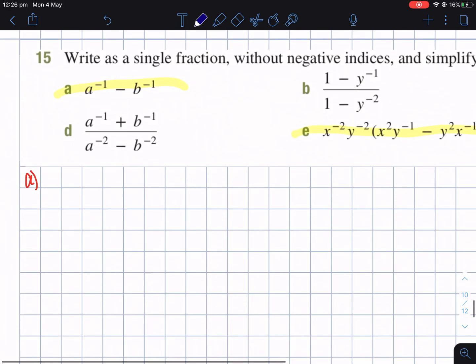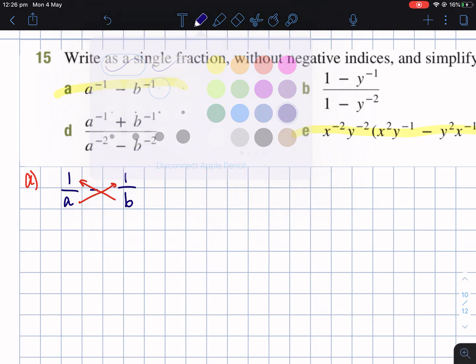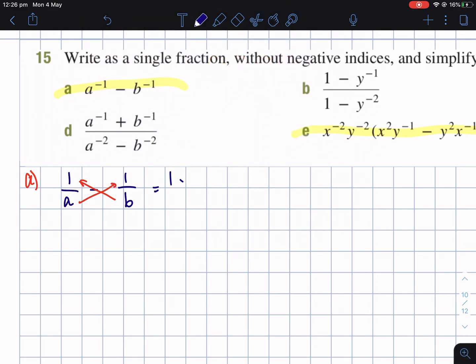So I'm going to rewrite 15a as 1 on a take 1 on b. Now the easiest way when you've got fractions is to cross multiply. And what I mean by that is you've got 1 times b over, minus 1 times a over the bottoms times together, a times b.